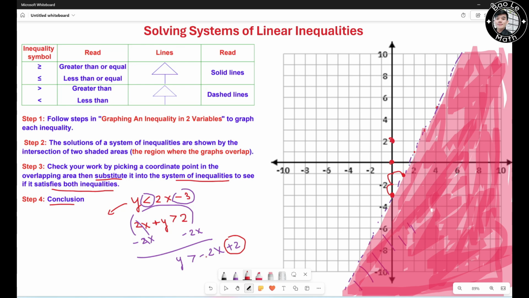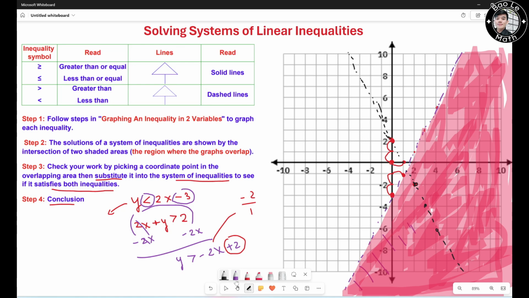Then the slope is negative 2, which I can write as negative 2 over 1. So I go down by 2 and then to the right by 1, and I get this point right here. Go down by 2, right 1 again, and I get these points, and then I connect them. Remember that I don't have the equal sign here, which means I'm going to use a dashed line. So I have a line something like this.